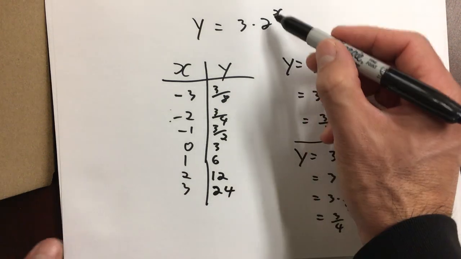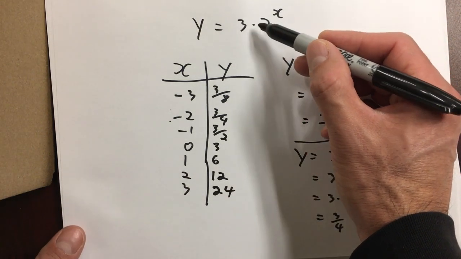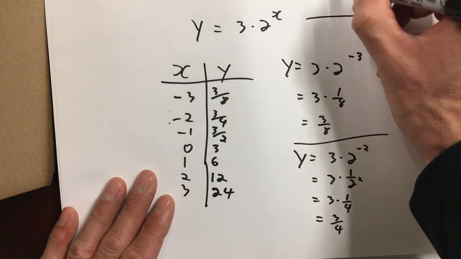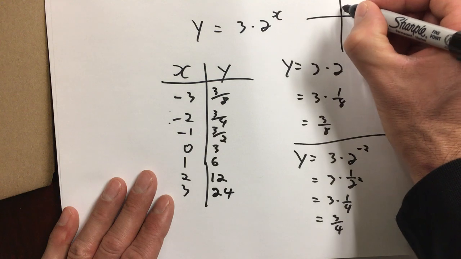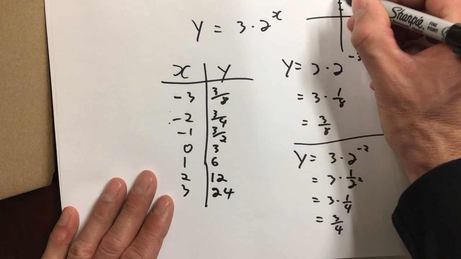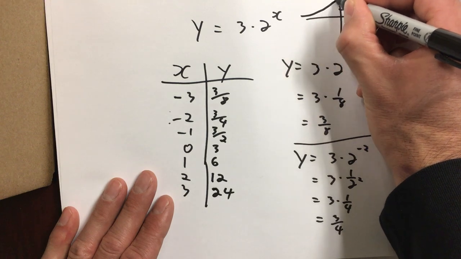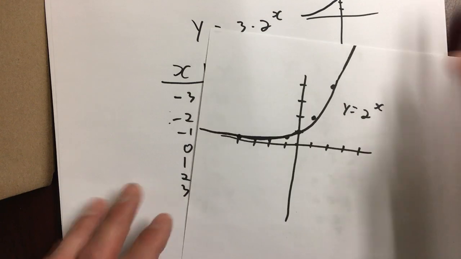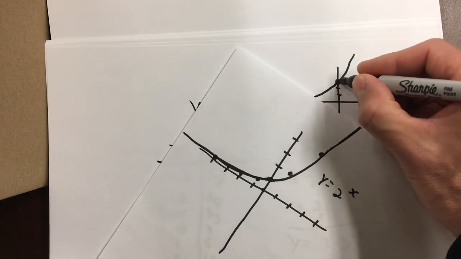So all we're doing is we're evaluating the exponent first and then multiplying by 3. This is going to end up looking a lot like 2 to the x, except every value is multiplied by 3. So it's going to seem even steeper than 2 to the x did. See that? It grows even faster.